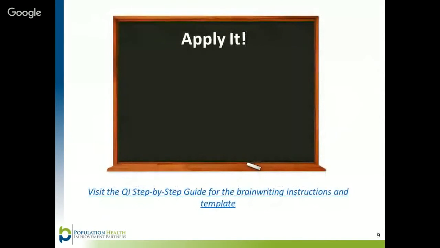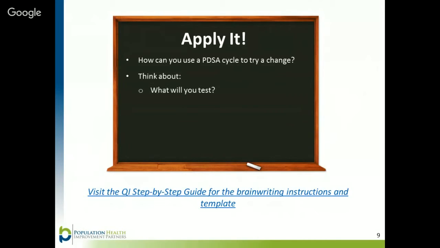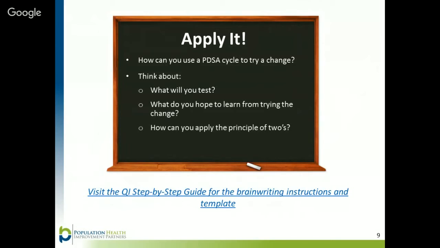Now let's try it. Think about a change you want to make, either in your personal life or at work. How can you use the PDSA cycle to try the change on a small scale? Think about the following questions. What will you test? What do you hope to learn from trying the change? How can you apply the Drop 2 principle? And how can you try the change on the smallest scale possible?